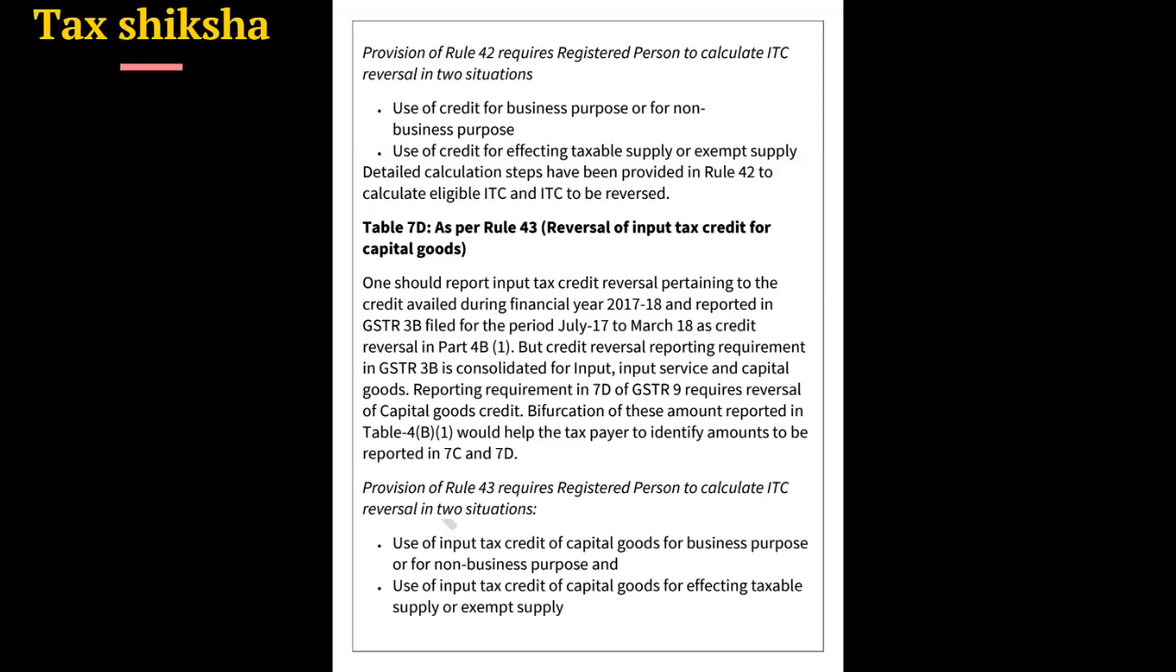The provision of Rule 43 requires the registered person to calculate ITC reversal in two situations. Use of input tax credit of capital goods for business purpose or for non-business purpose, and use of input tax credit of capital goods for effecting taxable supply or exempt supply.